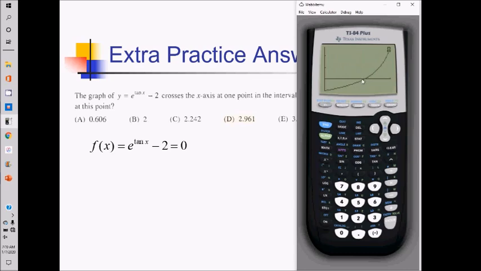Let me do second trace and then option 2, 0. Let me click a little bit before and let me press enter a little bit after that x-intercept and enter one more time. And that gives me 0.606 and some change there. So I'm actually going to quit out of my graph now.